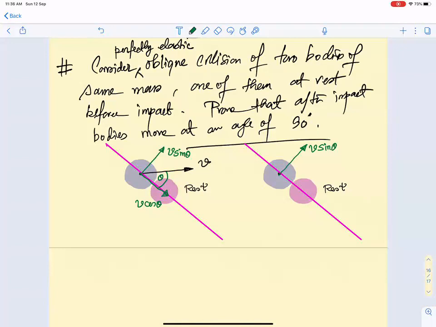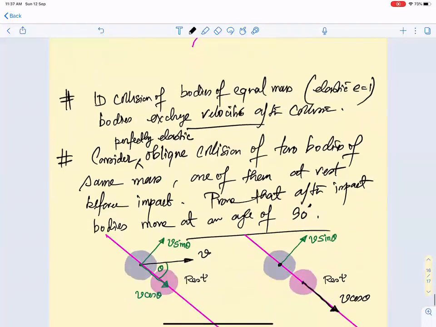So, along the line of impact, the bodies will exchange their velocities. Whichever was having velocity v cos theta will come to rest, meaning come to rest along this line of impact. Whichever was at rest will gain a velocity of v cos theta. So we have made use of that result.